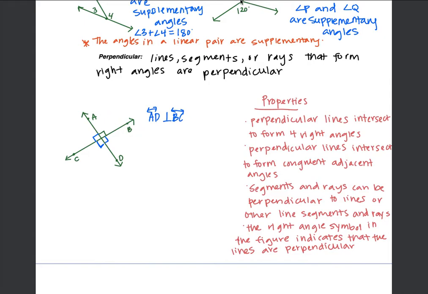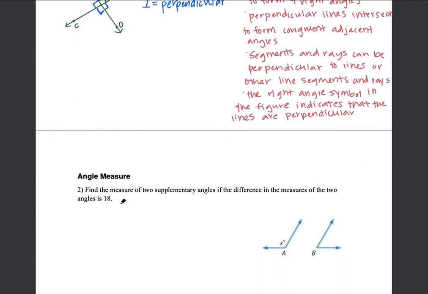And the symbol for perpendicular is this line, the one that I wrote. It's like an upside down T. That means perpendicular. So we read this as line AD is perpendicular to line BC because it creates four right angles.